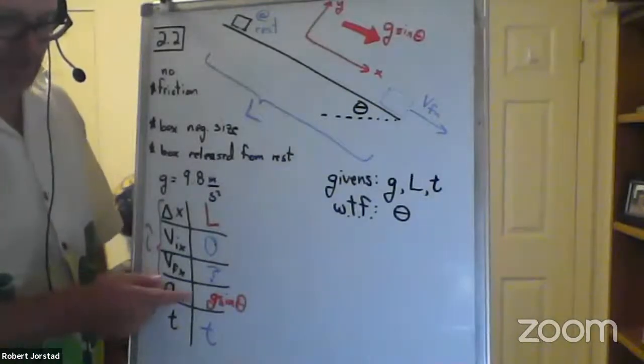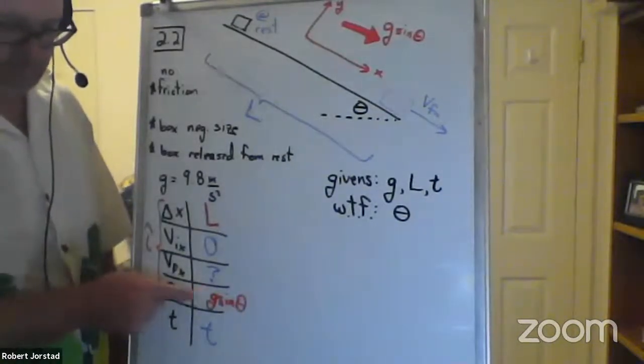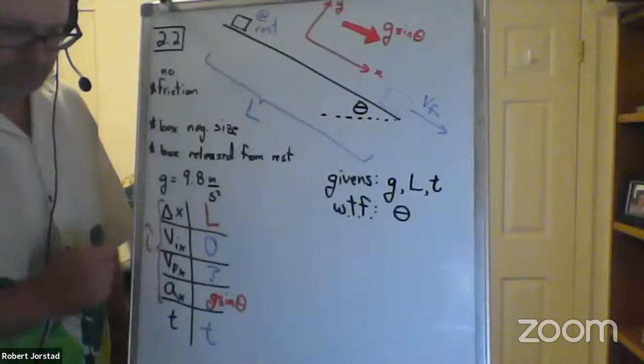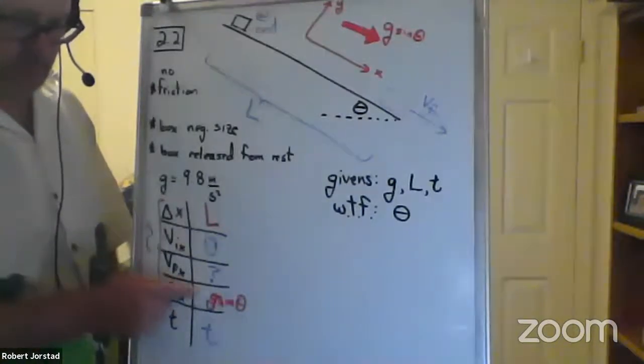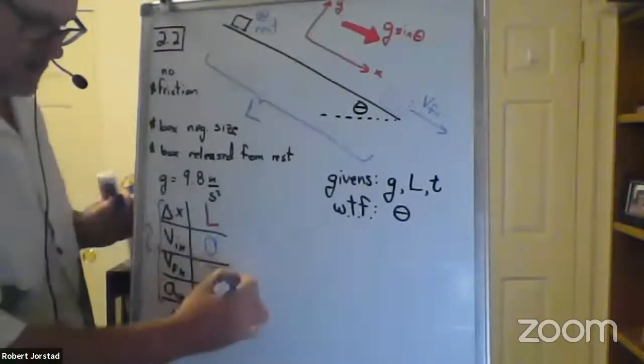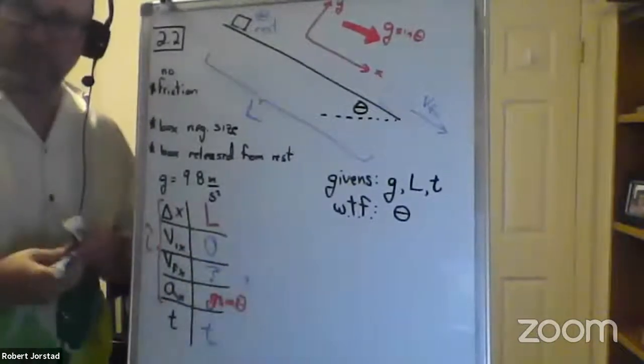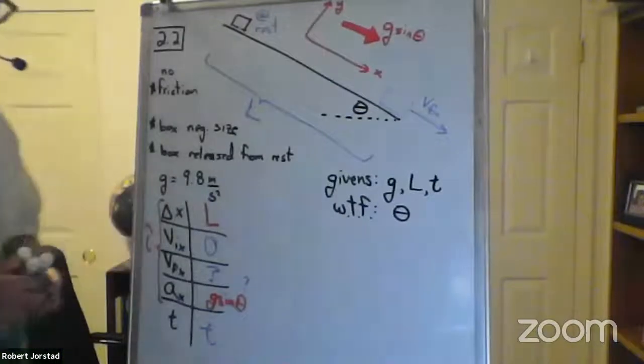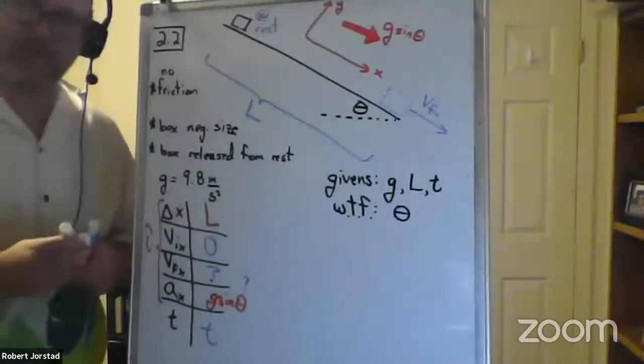So is a sub X known or unknown? What do you think? It's unknown. We know what G is, but we don't know what theta is. So technically there's a question mark right here. And remember, that's what we're looking for. Okay. Next step, write down some equations.